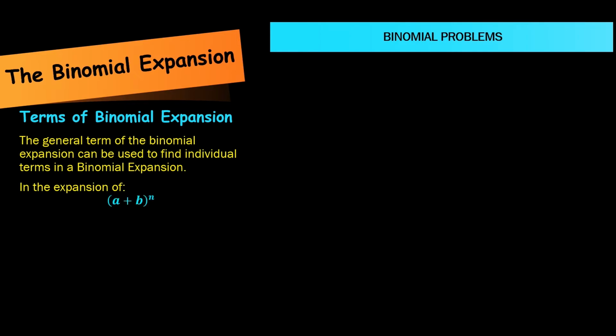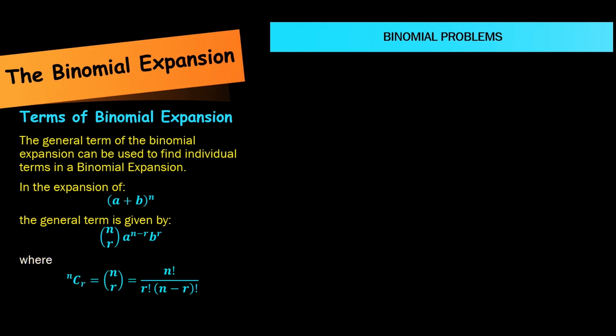In the expansion of (a + b) all raised to the power n, the general term is given by n choose r times a to the power n minus r times b to the power r, where n choose r is equal to n factorial all over r factorial times (n minus r) factorial.